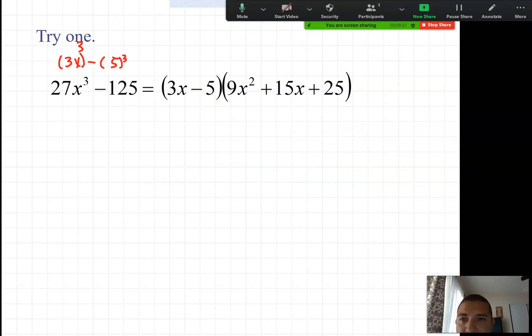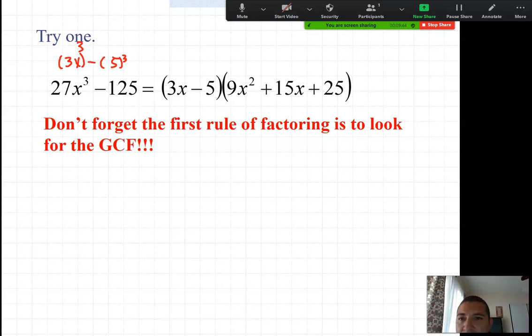And that's how you factor using the difference of cubes. And don't forget the first rule of factoring is to look for the GCF.